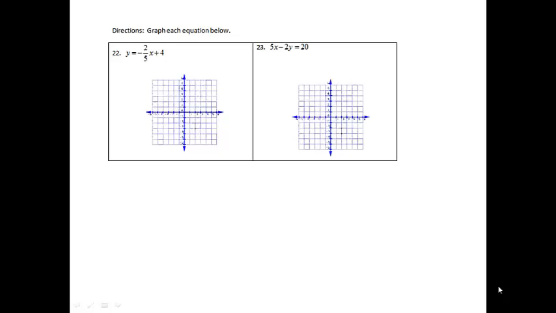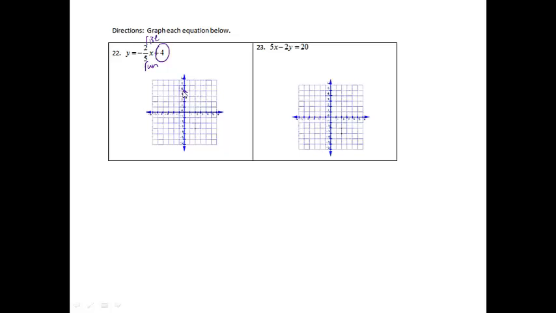Equation below, number 22 says y equals negative 2/5 x plus 4. We're going to start at the one without the x on it, so we're going to start at the 4, which means the y-intercept is 4, so we're going to go on the y-axis at 4. And then we know the slope is negative 2 over 5. The top number, remember, is our rise, the bottom number is our run.